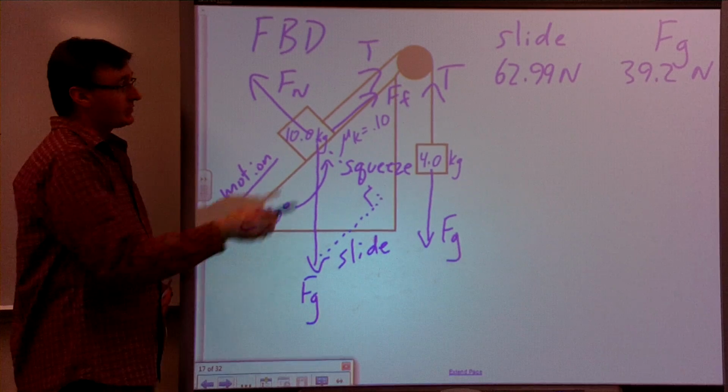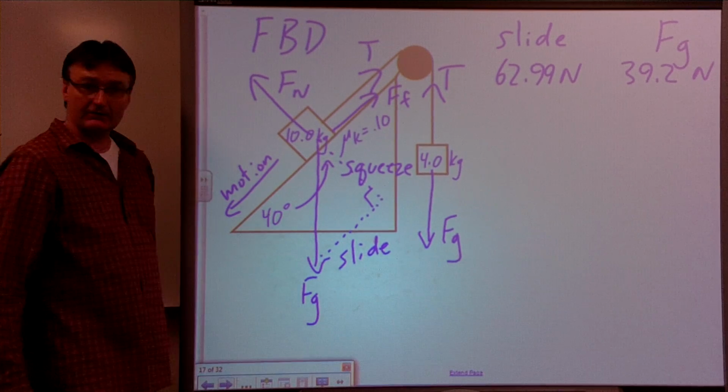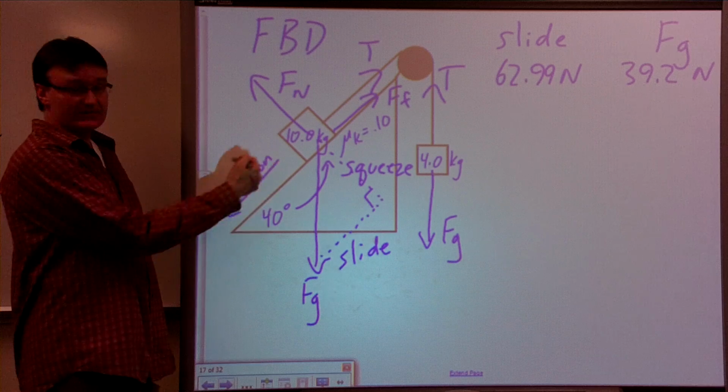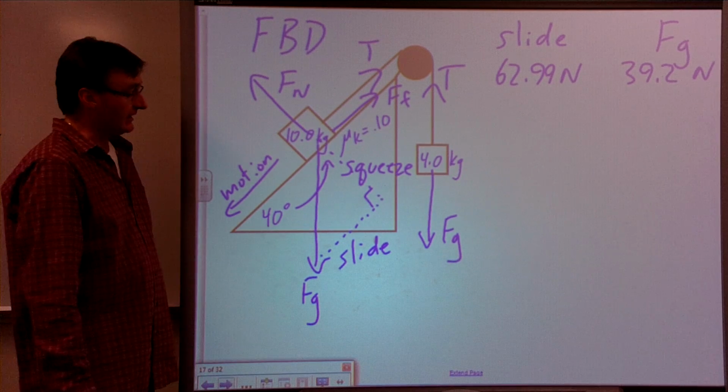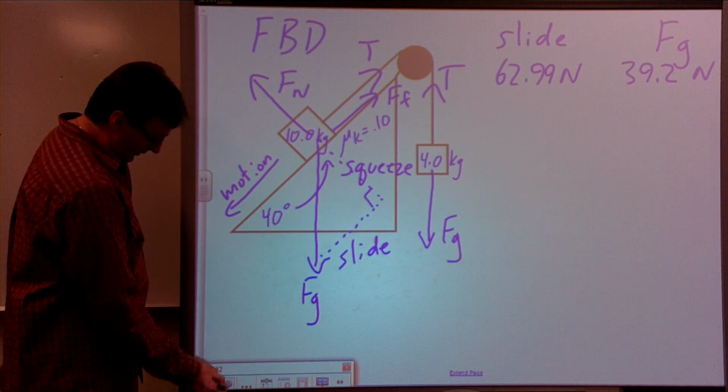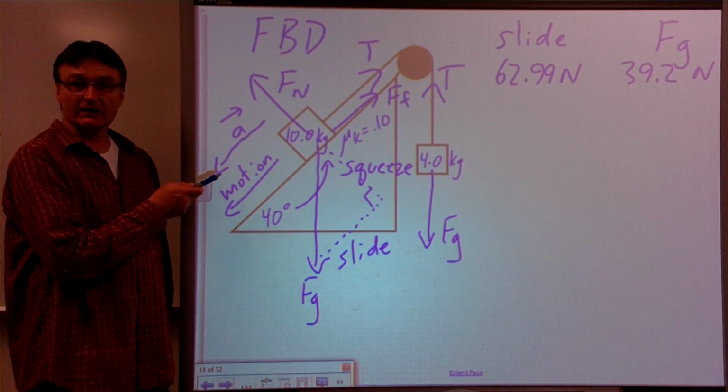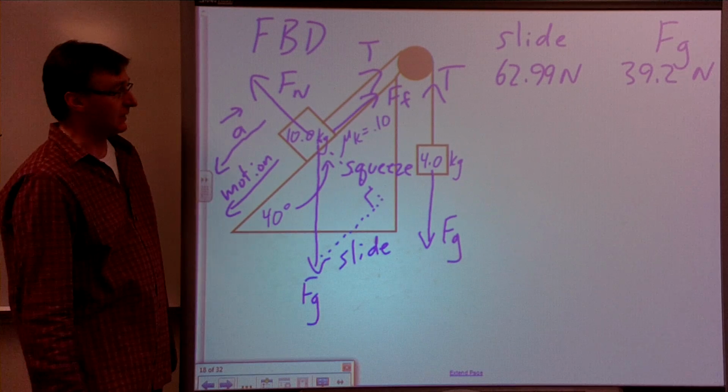When we know the direction of motion, now we know what the direction of the force of friction is going to be. Unless you know your direction of motion, you won't know what direction the force of friction is going to be. And knowing that, then we also know what direction the acceleration will be as well.